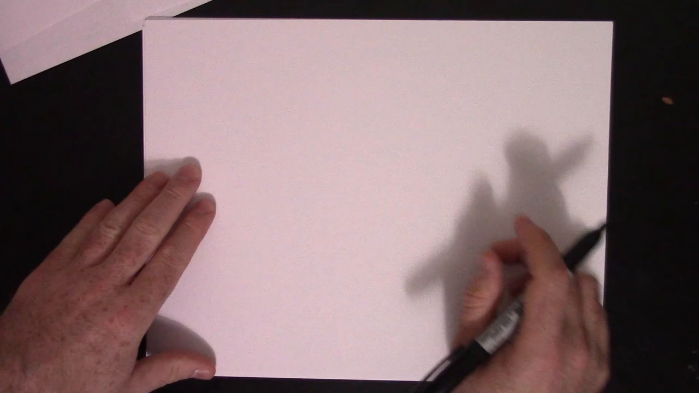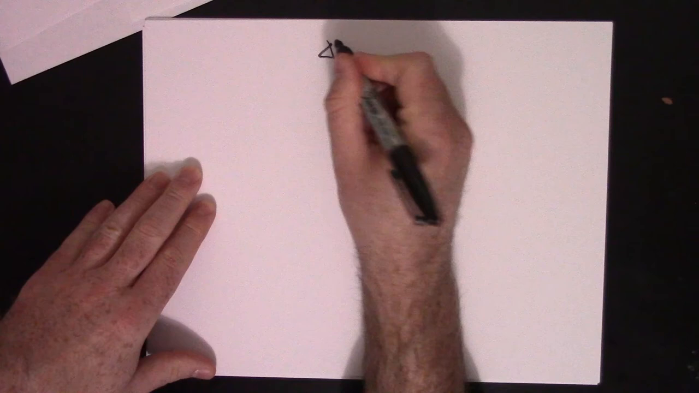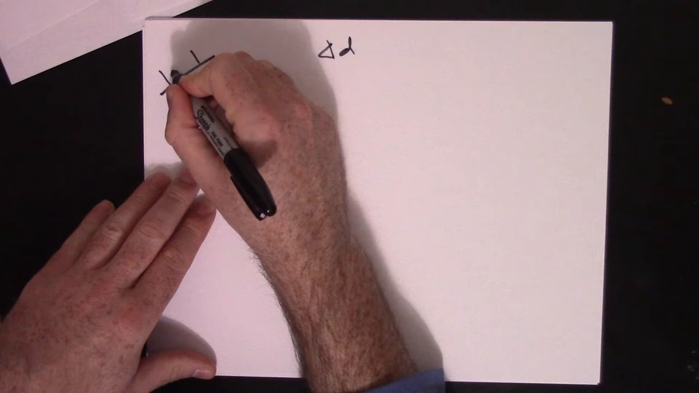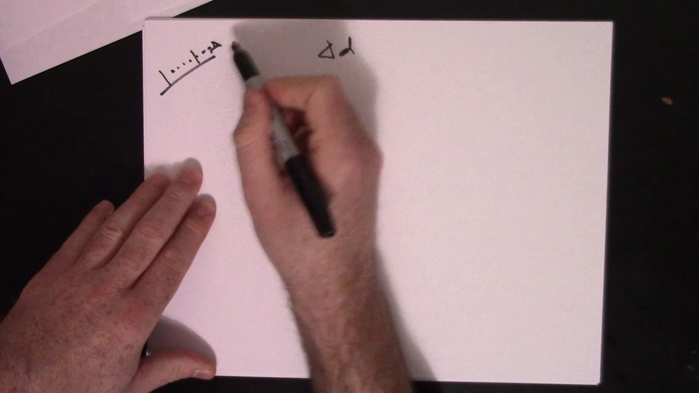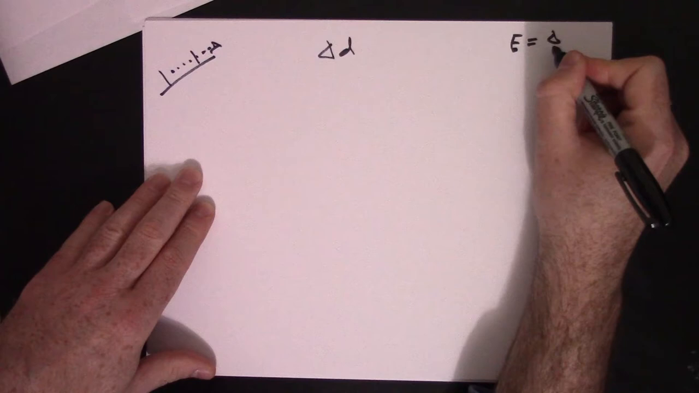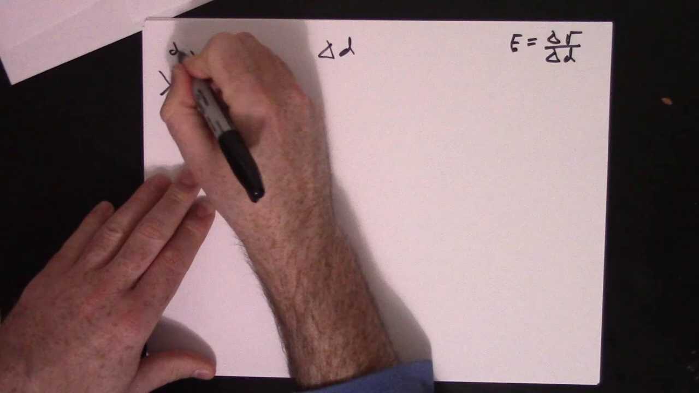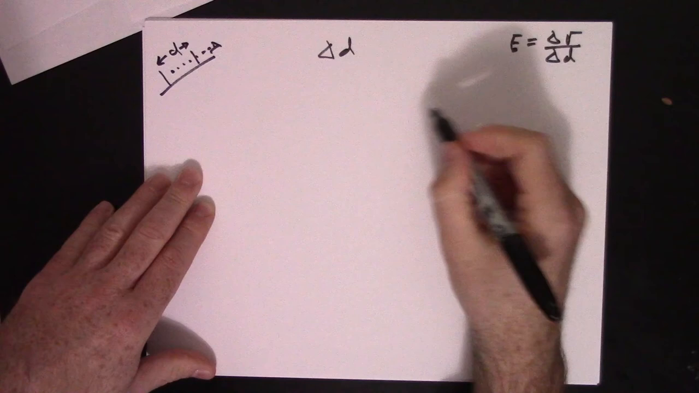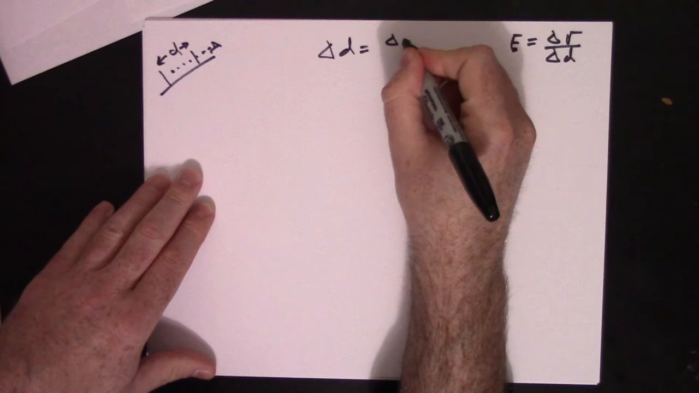We want D, delta D. This is the distance of our gun, right? This is the particle being ejected through the gun. We know that E, the electric field, equals delta V over delta D. This is D. Okay, so rearrange this for delta D. This equals delta V over E.